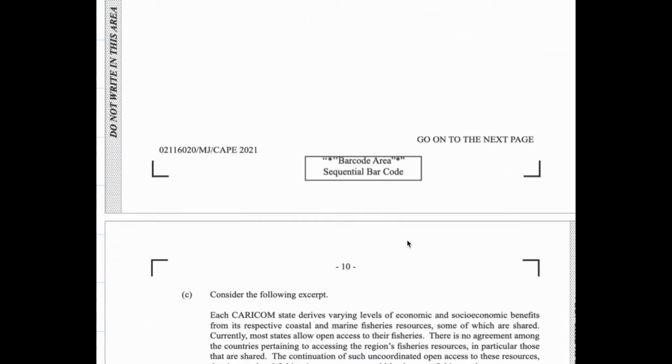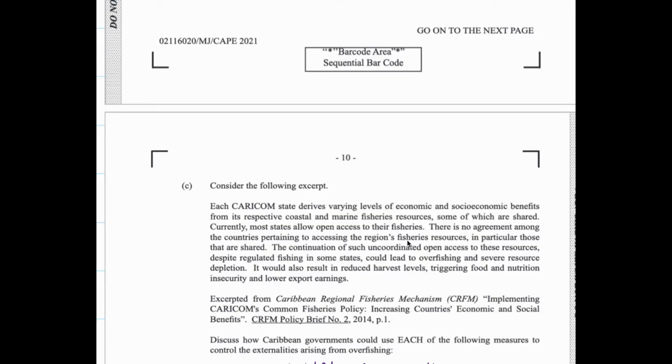But yes, moving on. Consider this excerpt. Each CARICOM state derives various levels of economic and socio-economic benefits from its respective coastal and marine fishery resources, some of which are shared. Currently, most states allow open access on their fisheries. There is no agreement among the countries pertaining to the accessing of the region's fishery resources, in particular those that are shared.